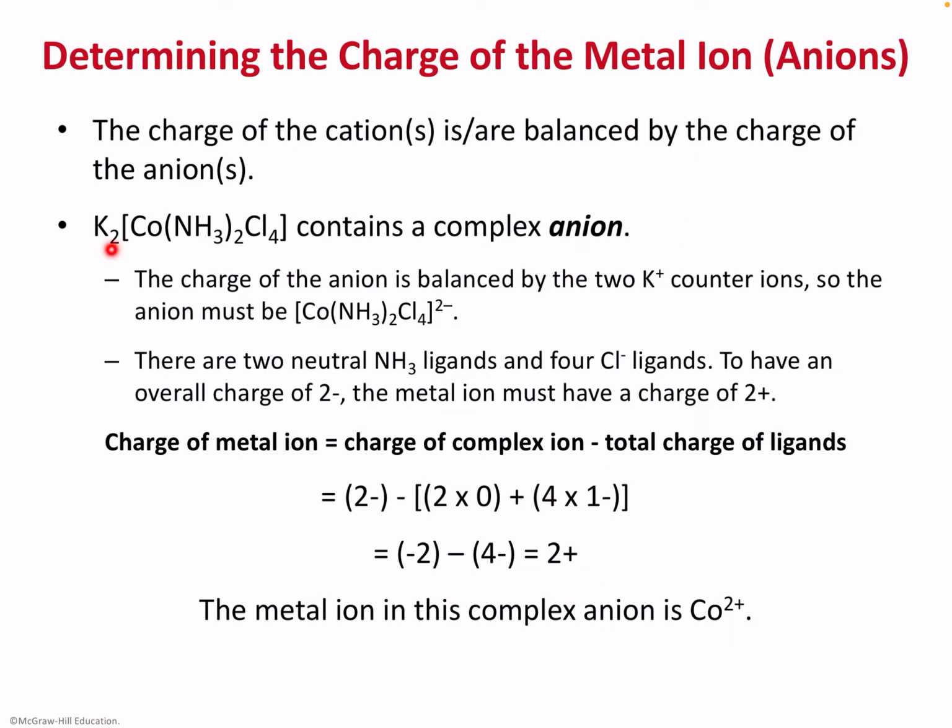The procedure is you find the simple ion, and then the opposite charge is going to be the complex anion. Then you find out which ligands are neutral and which have a different charge, and you subtract the total charge of the ligands from the charge of the complex ion to find the charge of the metal ion.